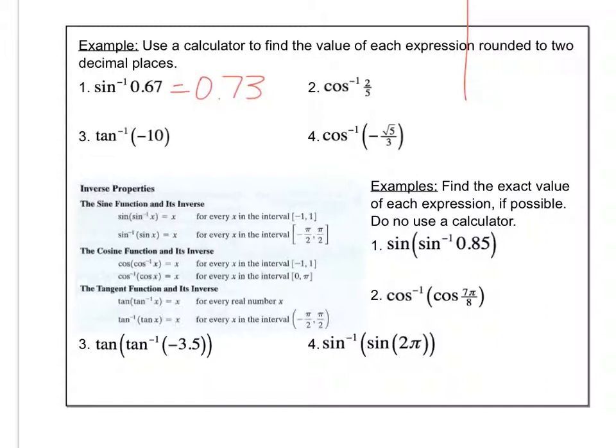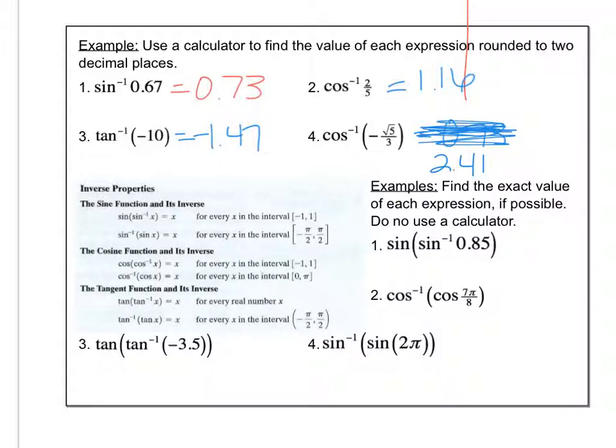Alright, so the other answers you should get here, check these, make sure you got these. You should get 1.16. For tangent negative 10, you should get negative 1.47. And for cosine of negative radical 5 over 3, you should get 0.73. Not that. Oh, I lied. Yeah, so don't do that. Type in cosine negative 1. I typed in regular cosine. So you should get 2.41. Better? Yes.